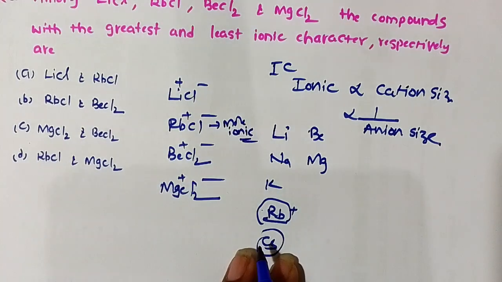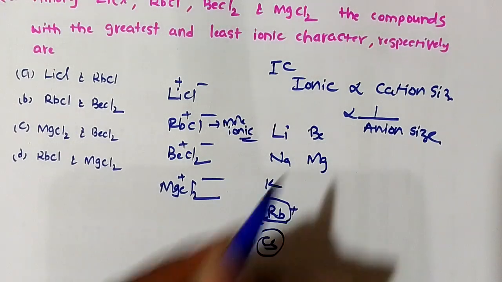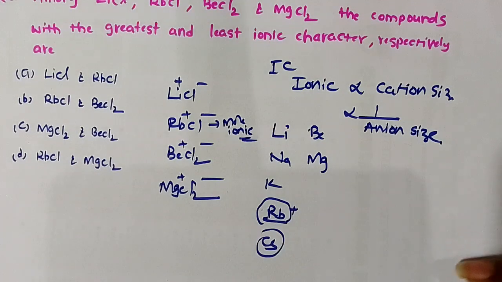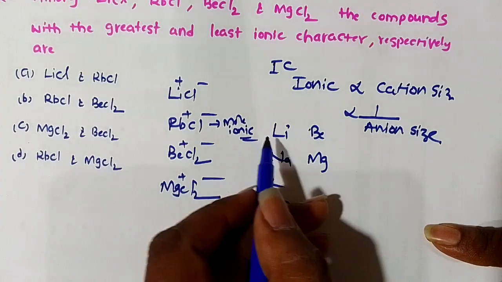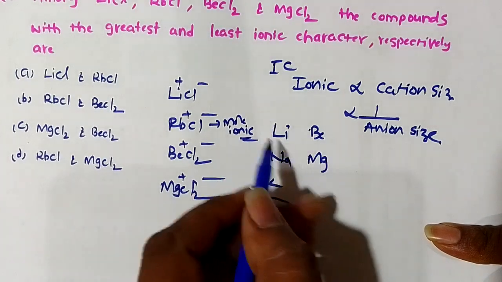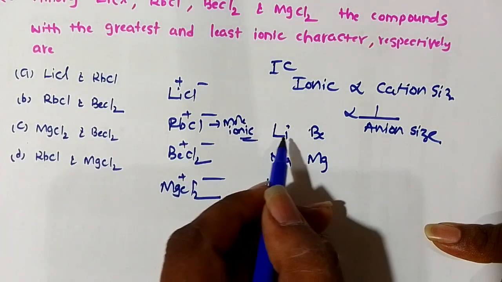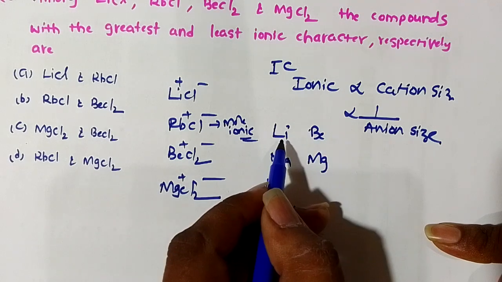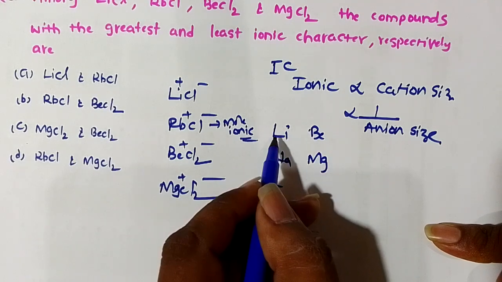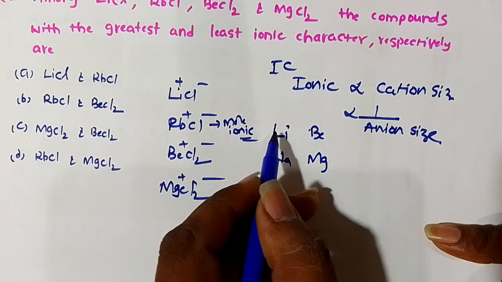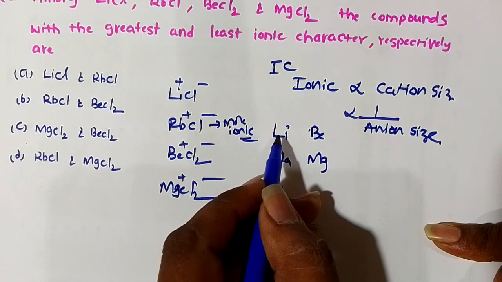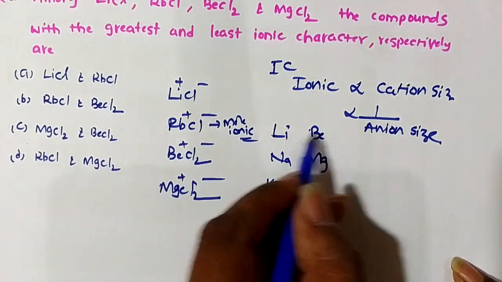Now we have to find out the cation which is of least size. Lithium, beryllium. In this, which one is small in size? Which cation is small in size? We think lithium is small because it comes first, but that is not correct. These belong to the same period.